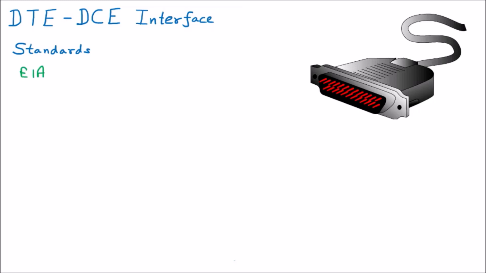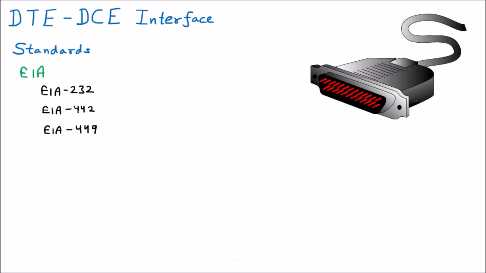So talking about the first standard, which we are having is EIA. Actually, these are some names which are given to some types of the connectors of DCE and DTE. Under EIA we have the first category, EIA 232, which is very popular. Then the second one is EIA 442, and the next one is EIA 449. So these are the EIA standards which are available.